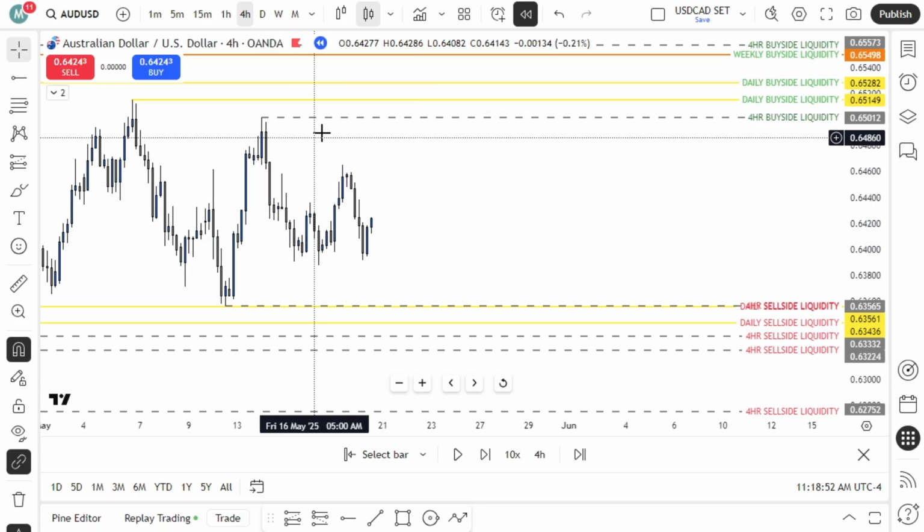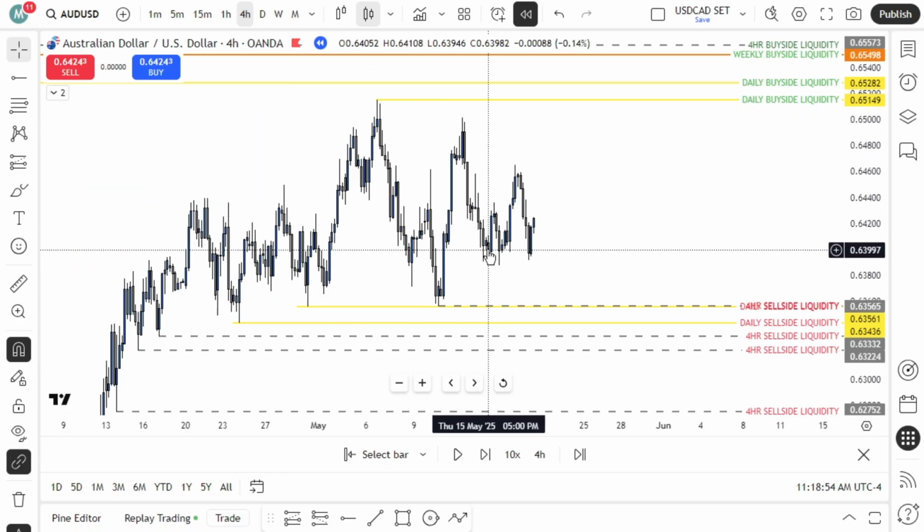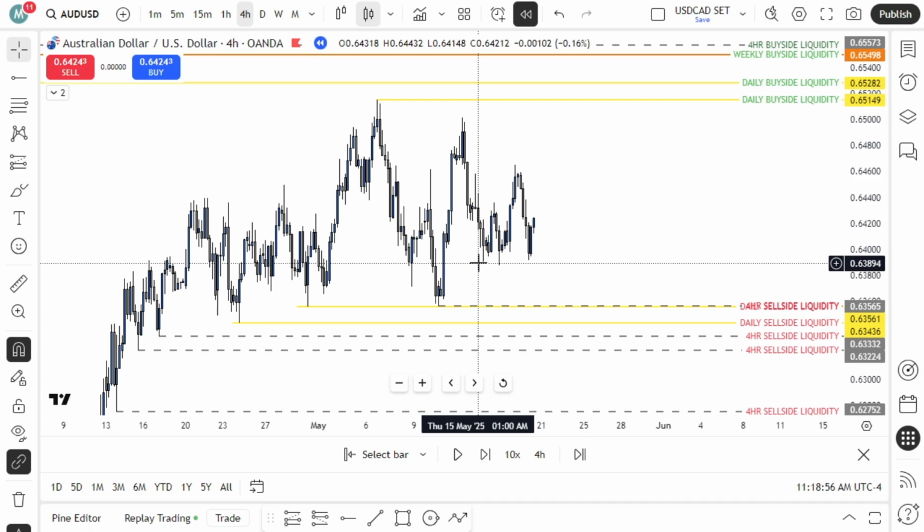All right, traders, that's going to wrap up today's lesson on liquidity and how the market hunts stops around swing highs and lows. I hope this gives you more clarity on why price moved the way it does and how you can use that knowledge to your advantage.